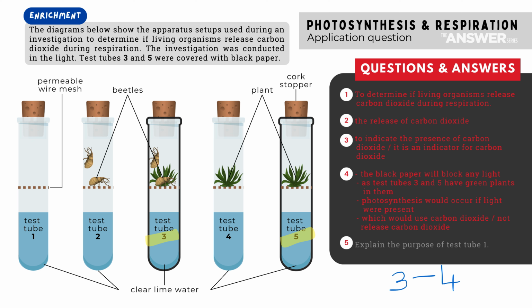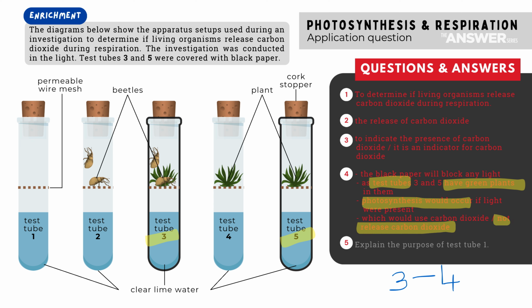So you see how that explanation works. Because the test tubes have plants in them, they would photosynthesize if they were exposed to light, which would have absorbed instead of released carbon dioxide. And then we cover them with a black paper to prevent the light from reaching the plant.